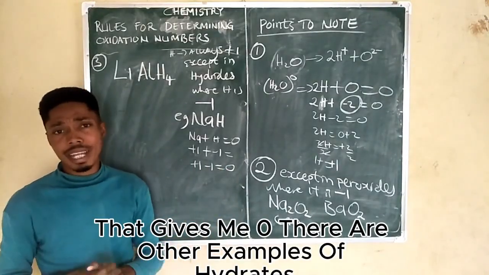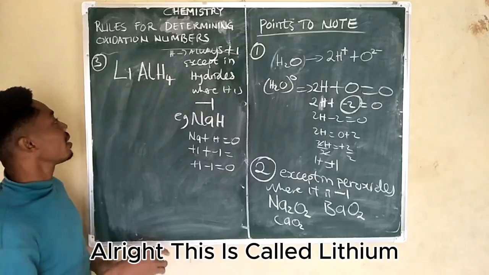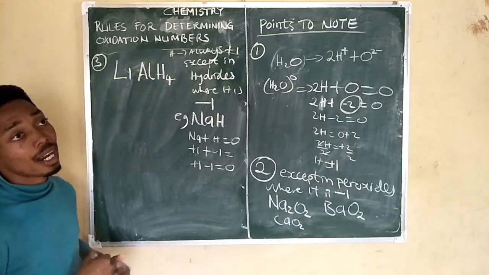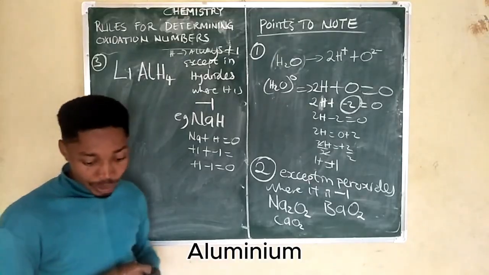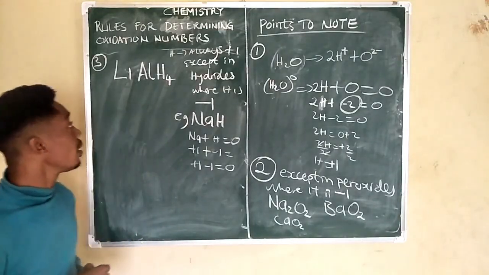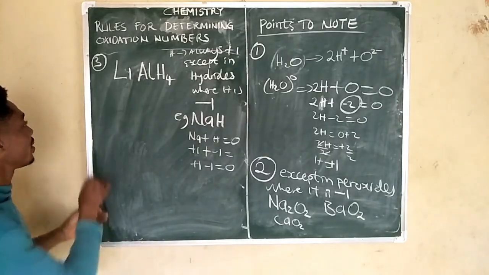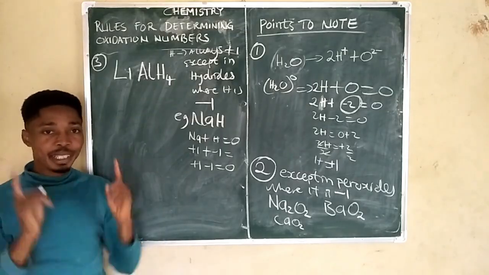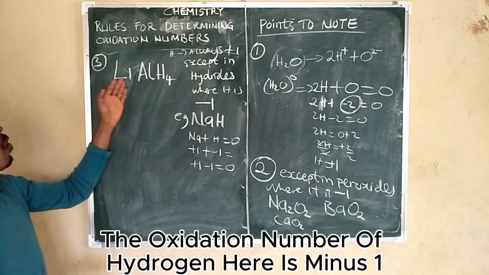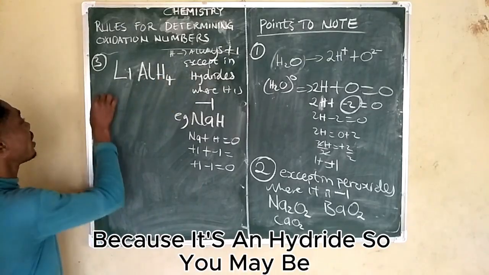There are other examples of hydrides, but I love this hydride so much. This is called lithium tetrahydroaluminate(III). The oxidation number of hydrogen here is -1 because it's a hydride.